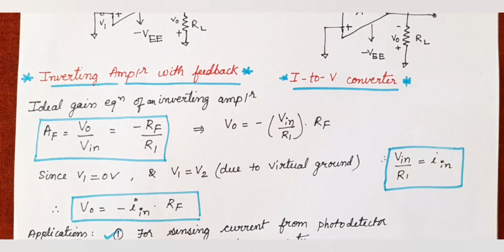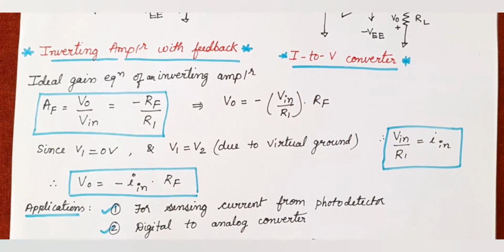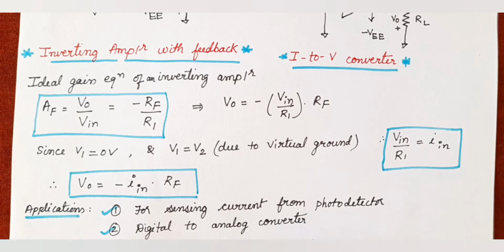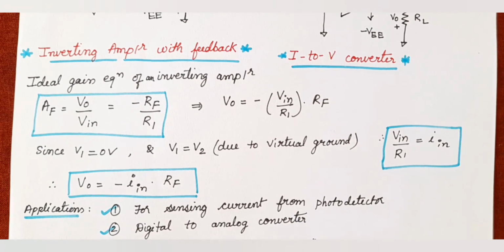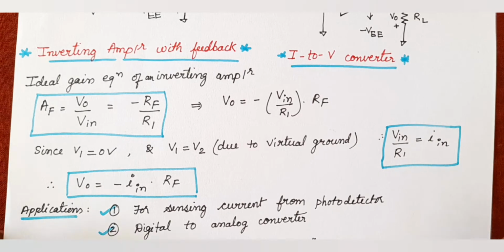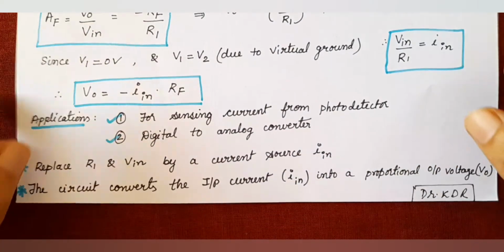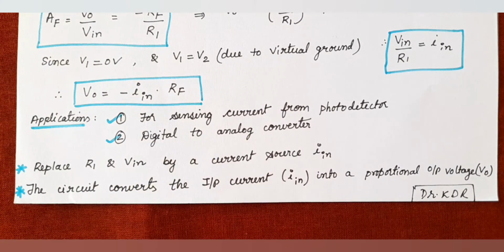Where is this I to V converter circuit used? For sensing current from a photodetector. It is also used for digital to analog converters. So what can we summarize about it? Replace R1 and Vin by a current source IN. The circuit converts the input current IN into a proportional output voltage.